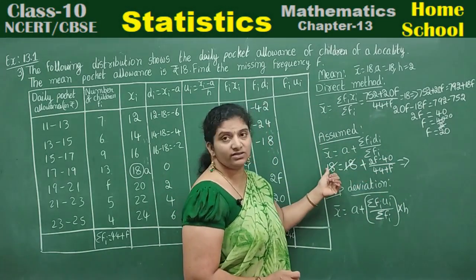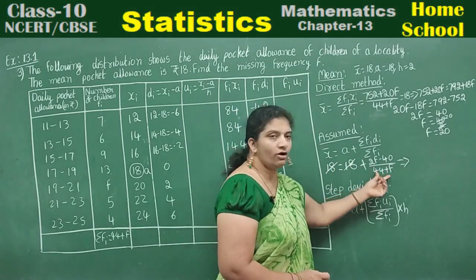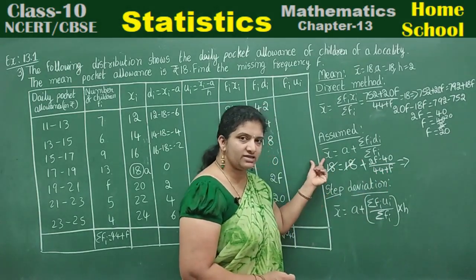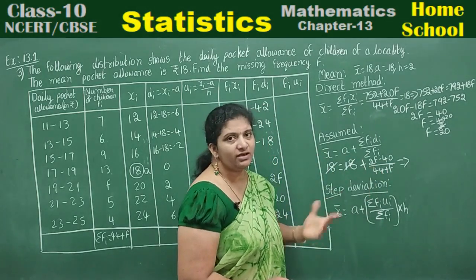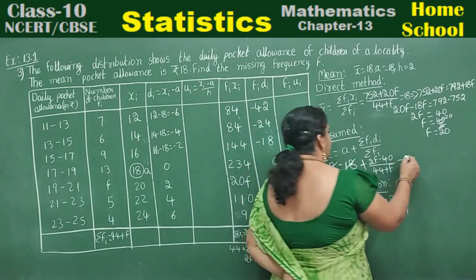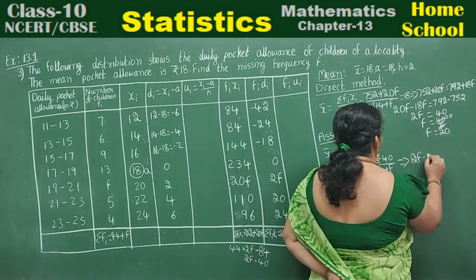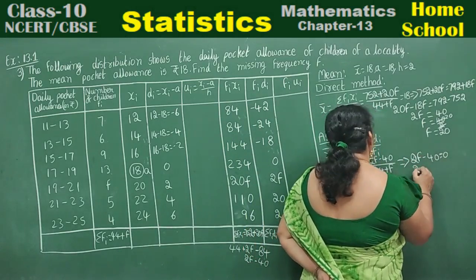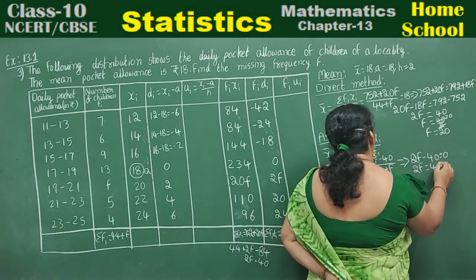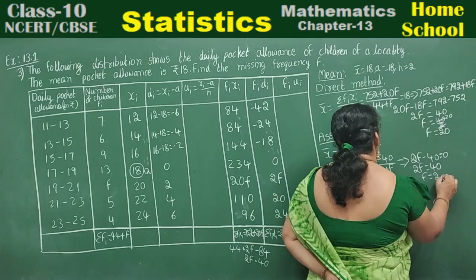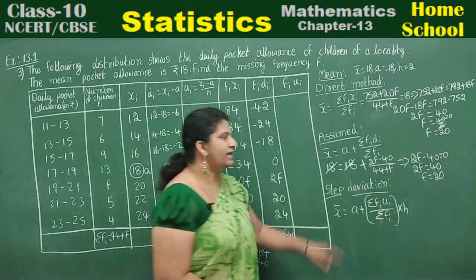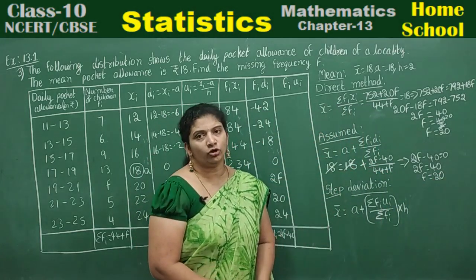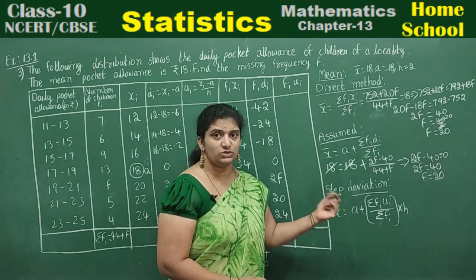Here you are left with 0. This denominator, if it is transposed to the other side, 0 into anything will be 0. So you are left with 2f minus 40 equal to 0. Minus 40 transpose that side. 2f is equal to 40, f is equal to 20. So in direct method and assumed method, both we got frequency value is 20.